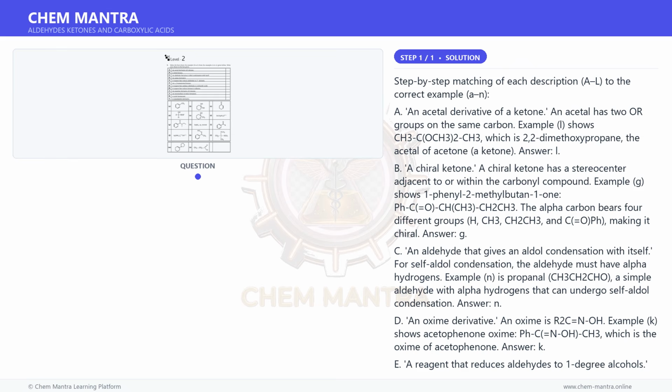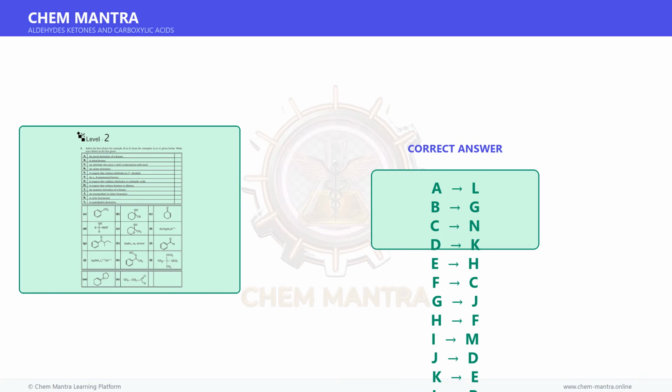Answer, L-B. Therefore, the correct matching is A matches L, B matches G, C matches N, D matches K, E matches H, F matches C, G matches J, H matches F, I matches M, J matches D, K matches E, L matches B.